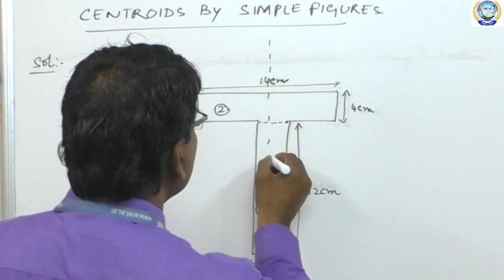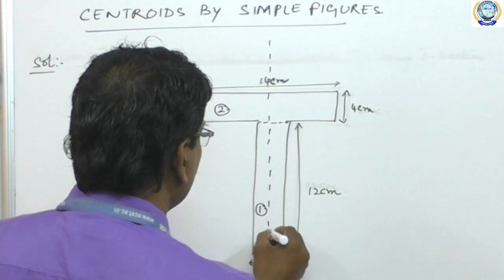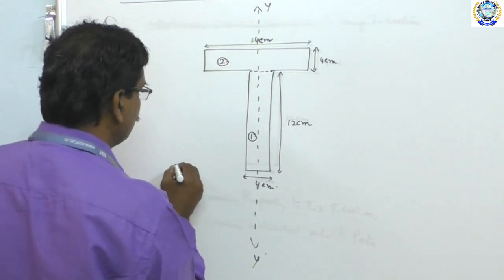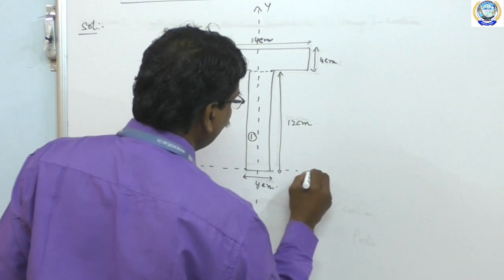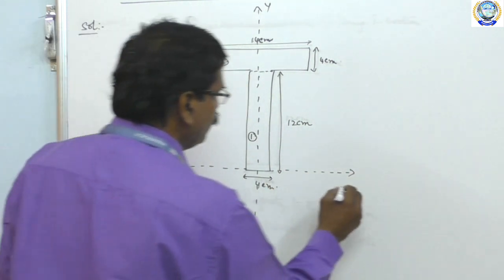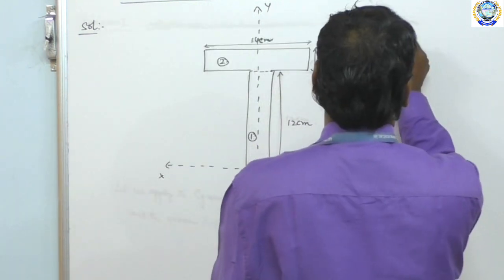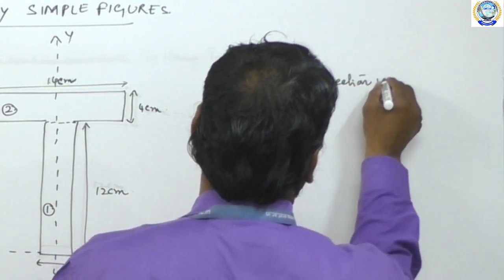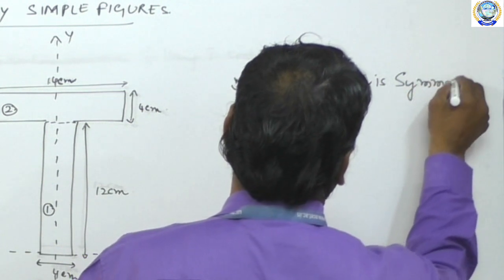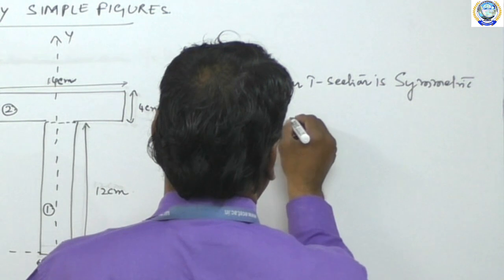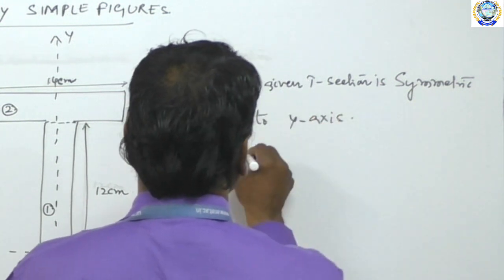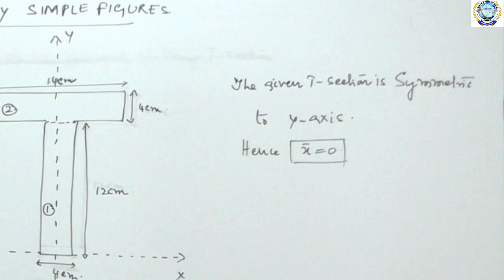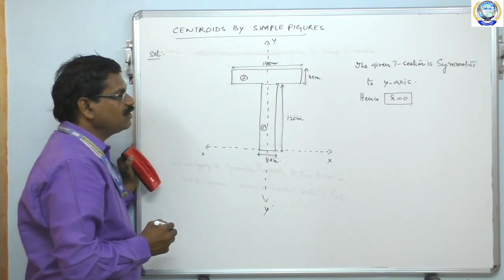I am drawing the axis to this diagram like this. This is called YY and this is called XX. By looking through this diagram, the given T section is symmetric to y-axis, hence x bar is equal to 0. What is the meaning of this? The given T section is symmetric to y-axis, hence x bar is equal to 0.